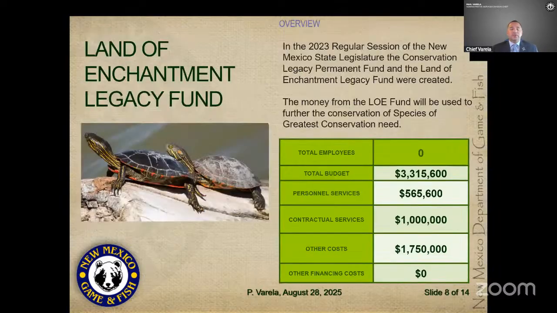As I mentioned earlier, we are receiving money from the Land of Enchantment Legacy Fund, which the department has committed to use on the species of greatest conservation need. The total budget included in fiscal year 2027 is 3.315 million. 565,000 of that is in personal services, 1 million is in contractual services, and 1.75 million is in other costs.